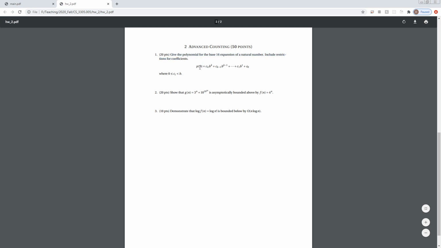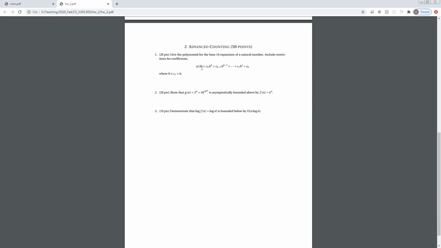So here B is some value, and we're generating a polynomial. That's why I used P instead of F or whatever. So the polynomial generator with base value, in this case base 16, will be something of this form. So what do you have to do? First think about how we represent base 10 numbers. The number 153 is 100 plus 50 plus 3, so hundreds plus tens plus ones, or 1 times 10 squared plus 5 times 10 to the 1 plus 3 times 10 to the 0. And that's essentially what we're doing right here.